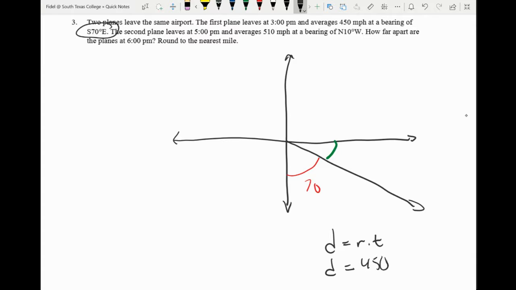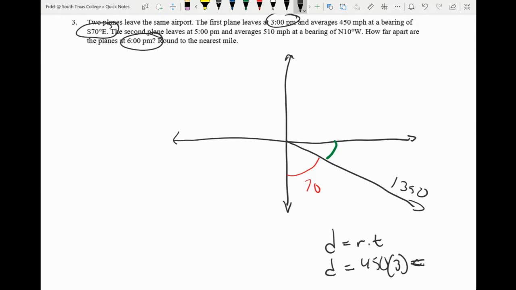450. We leave at what time? 3 o'clock. And then we're going to check our distance at what time? How many hours have gone by? 3 hours. So anybody got a calculator? What's 450 times 3? Yeah, 450, because that's how fast we're going, times 3? 1350. Thank you, John. So we know that that distance right there is 1350.